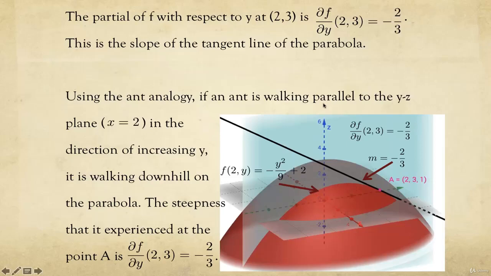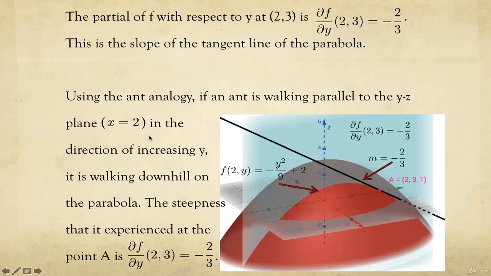So if I were to use the ant analogy again, if the ant is on this surface and is only walking in the direction in which x is constant, x is 2, then it's walking parallel to the YZ plane. Again, look at this. This is the y axis, the green axis. This is the x axis. This is the z axis. So if I were to walk along the direction of the turquoise plane, then it's actually walking parallel to the YZ plane. So make sure you understand that.